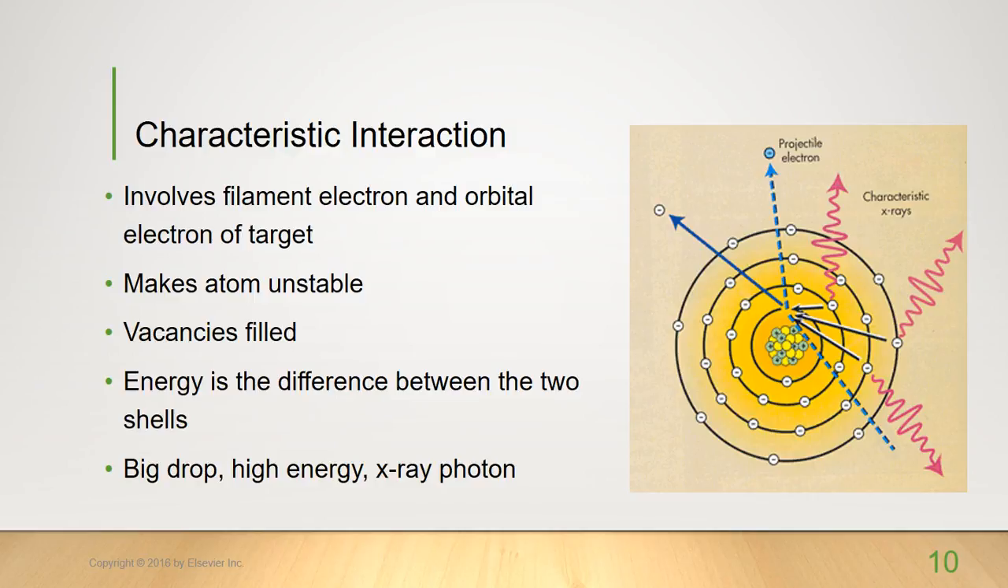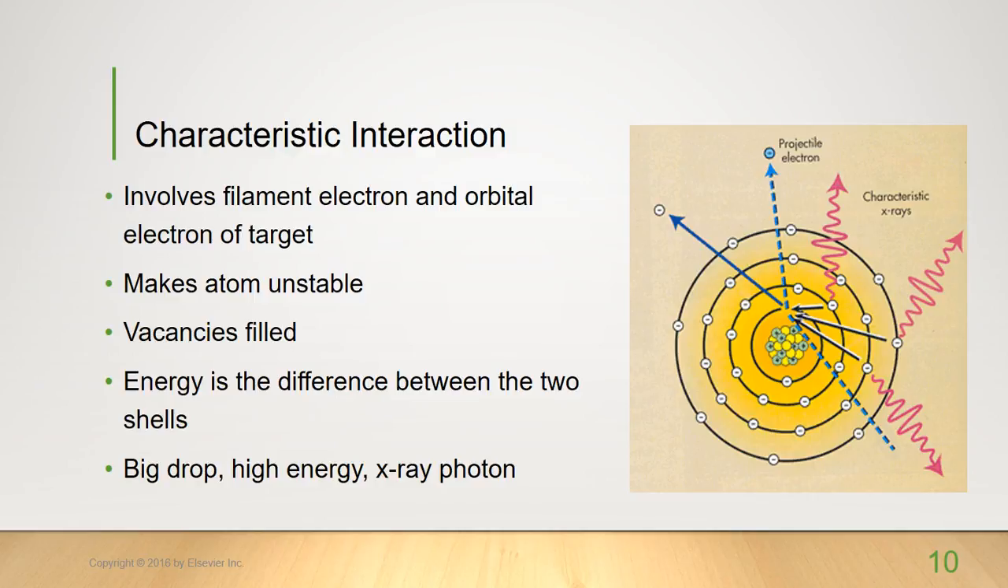So we've already talked about how atoms join, how they change, how they move, but in general, a filament electron enters a target atom, strikes an orbital electron, and if its energy is greater than the binding energy of the orbital electron, it's removed from orbit. Just to say it another way, so you get an idea: an incoming electron strikes an orbital electron from a target, and if its energy is greater than the binding energy of that orbital electron, it is knocked out. That's what makes the atom unstable.